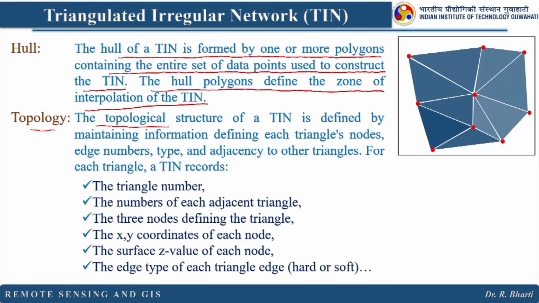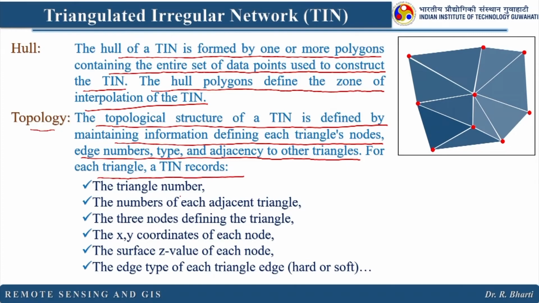The topological structure of a TIN is defined by maintaining information defining each triangle's node, edge number, type and adjacency to other triangles. For each triangle, a TIN records the triangle number, the number of each adjacent triangle, the three nodes defining the triangle, the x, y coordinate of each node, the surface z value of each node, and the edge type of each triangle edge, hard or soft.